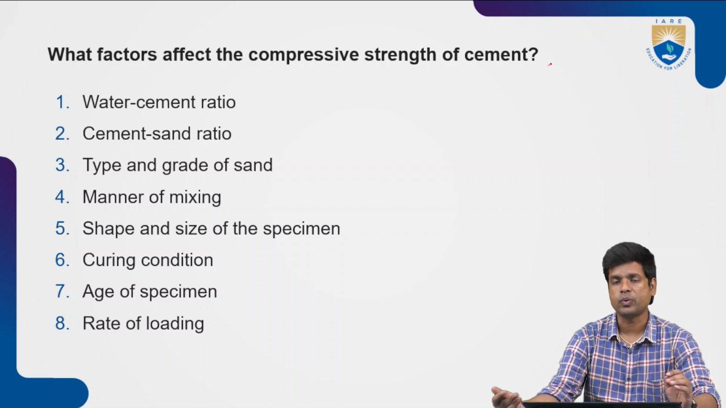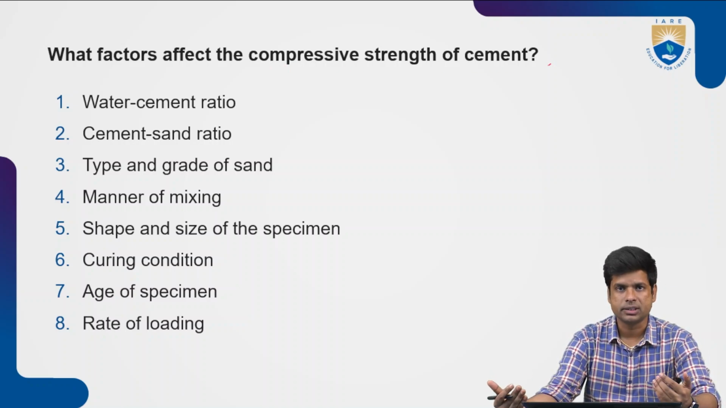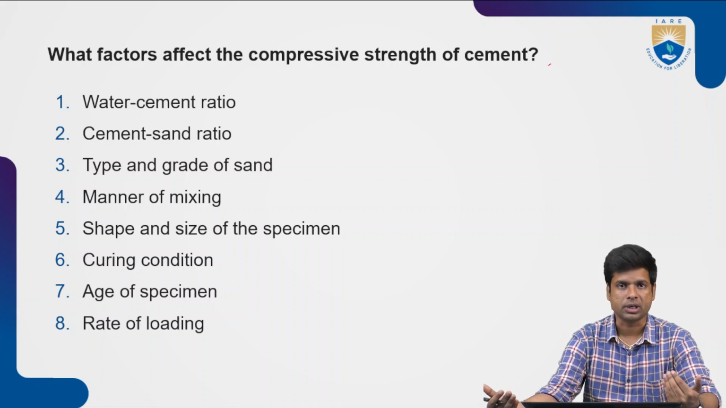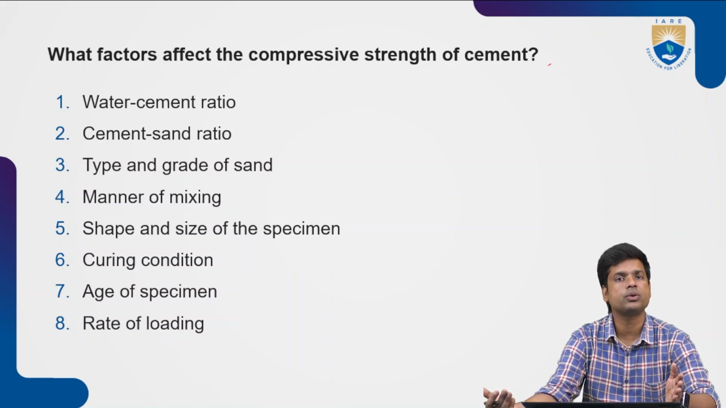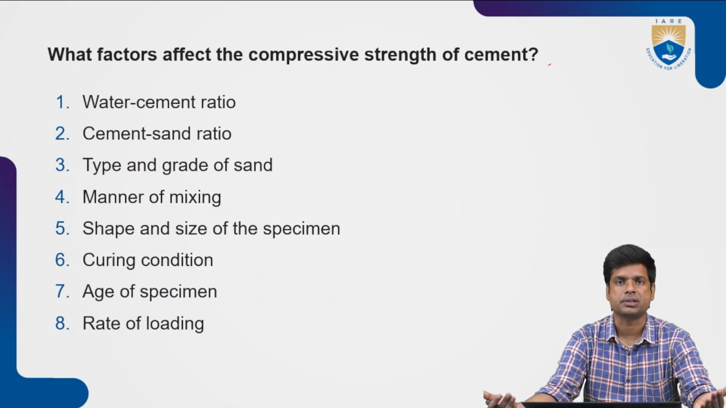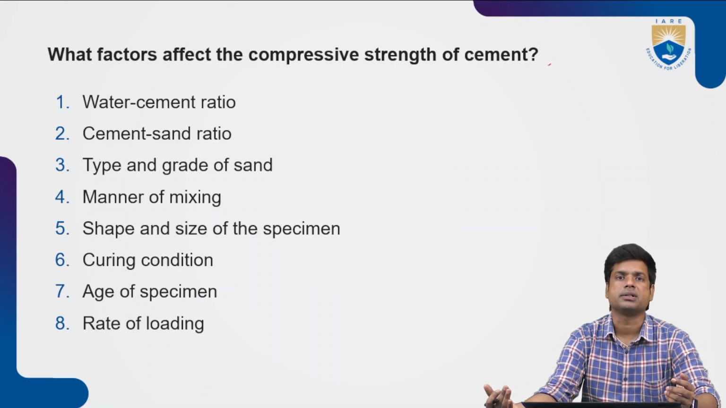Why sometimes we can see that the results are abnormal, like it will not give the required strength, or else it will give more strength sometimes. That may not be useful. If the cement strength is not good, then we have to limit the application. We cannot use it for important structures. So what are the factors?